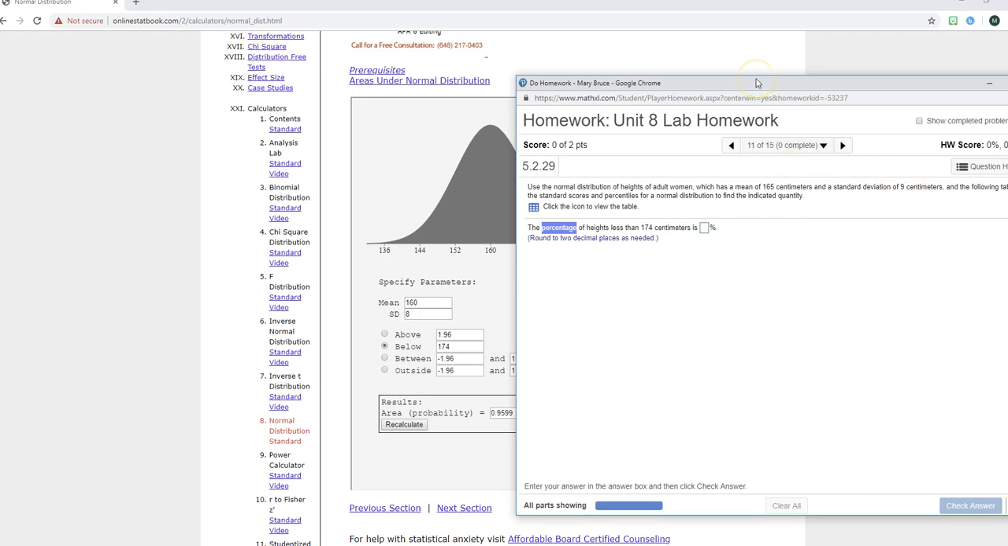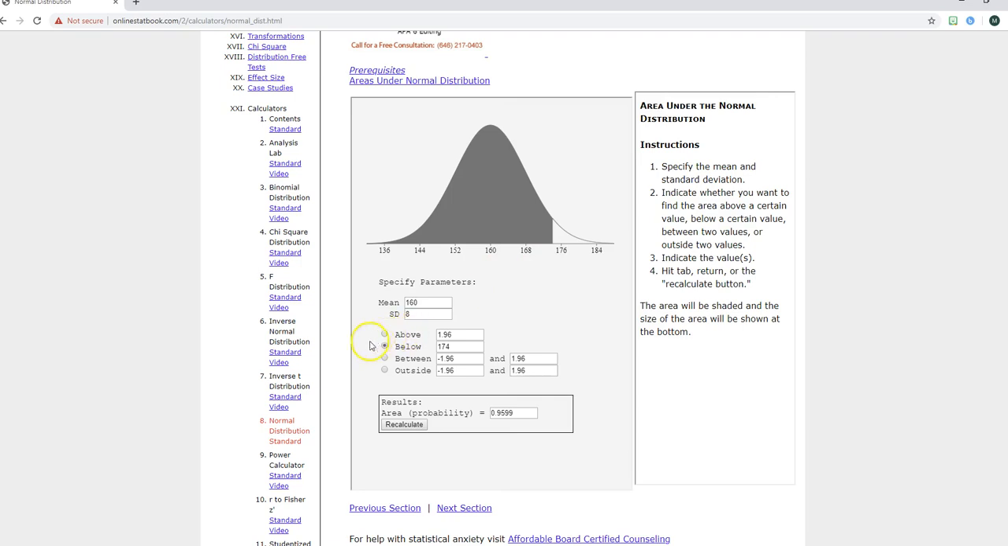Suppose it had said, because these problems will typically have multiple parts, suppose it asked us to find the percentage of heights above 174. Well, if that were the case, then I would just have to change the radio button up here to above, type in my 174, click recalculate, and notice it's shifted the graph to shading above the 174. And moving the decimal point, your answer there would be 4.01% of the heights would be above 174 centimeters.